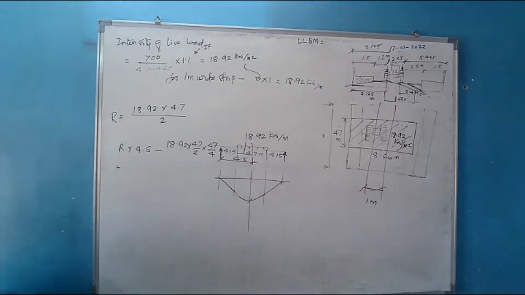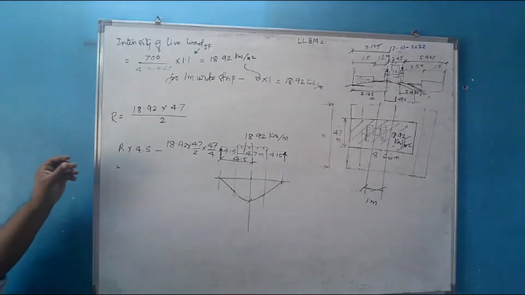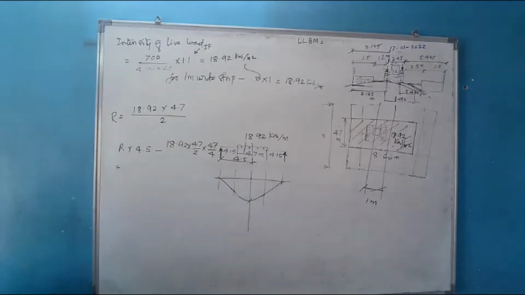18.92 I considered as 20, 4.7 I considered as 5. तो कितना हो गया ये? 20 into 5 100 डिवाइड बाय 2, 50. तो रिएक्शन भी 50 से कम रहेगा.